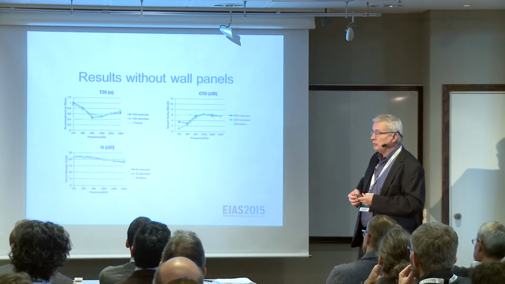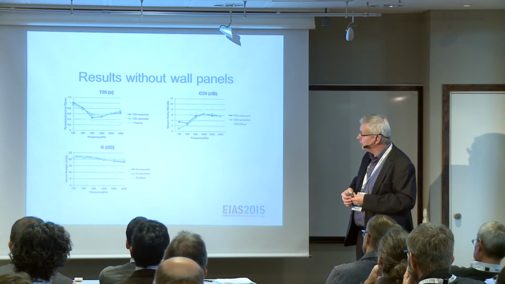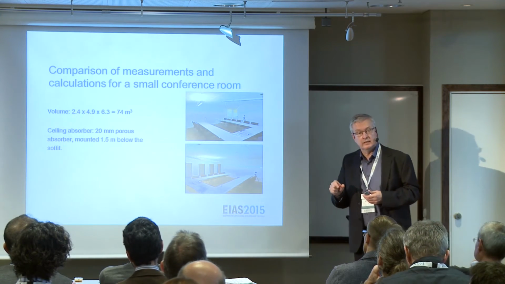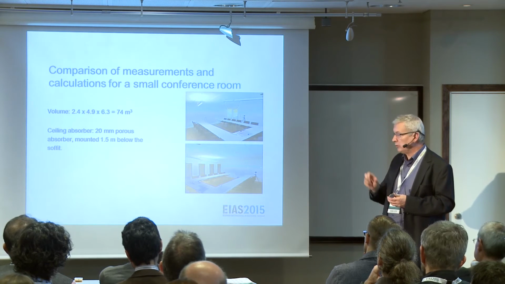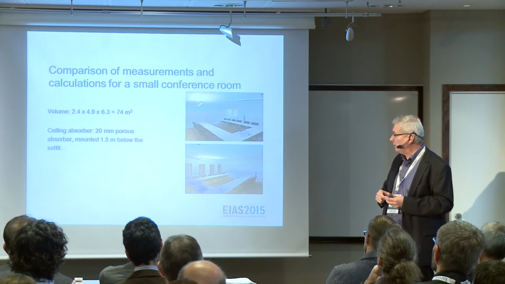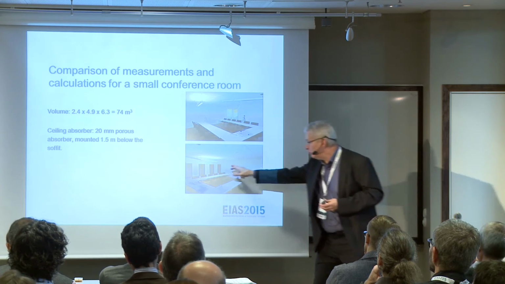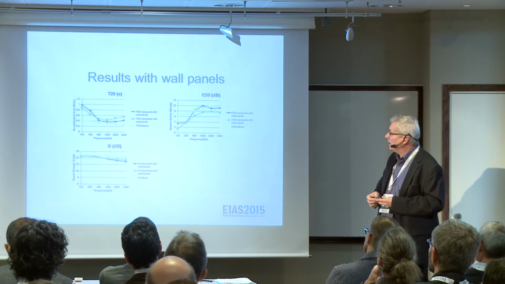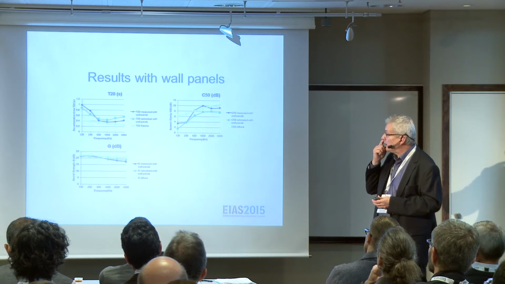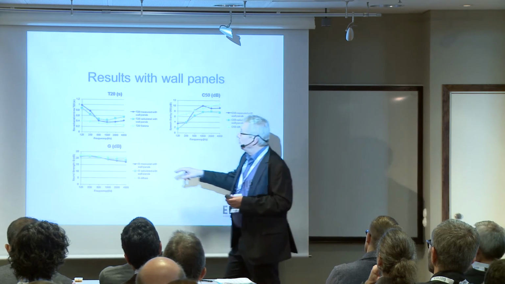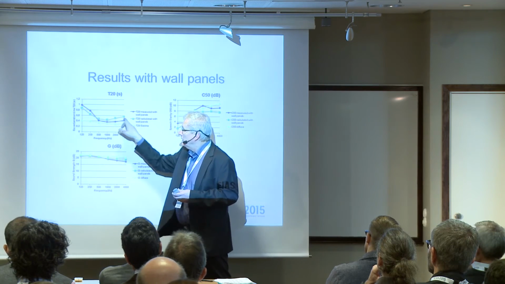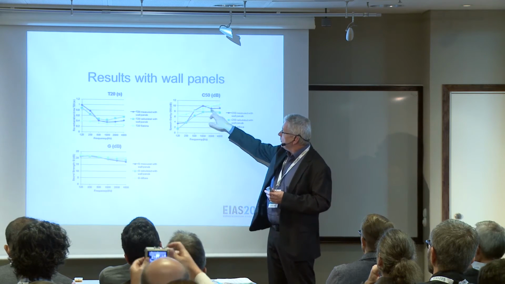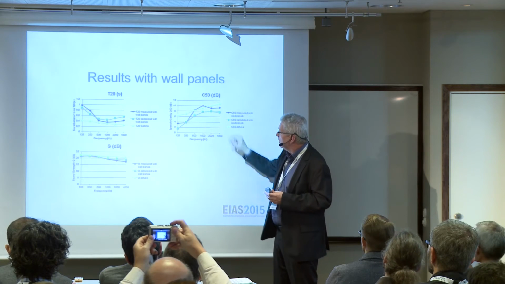And then I put in the wall panels. As you saw, it was, we can go back, in fact 5 quite small pieces, 600 by 1200 by 40 millimeter absorbers on the walls, only on that wall. And here we have the results, and this was a little bit more tricky. As you can see, we still get better correspondence than the diffuse field theory, but we have some discrepancies here.